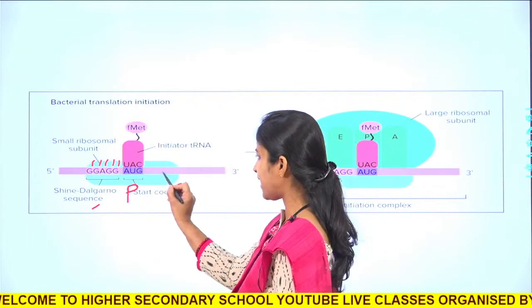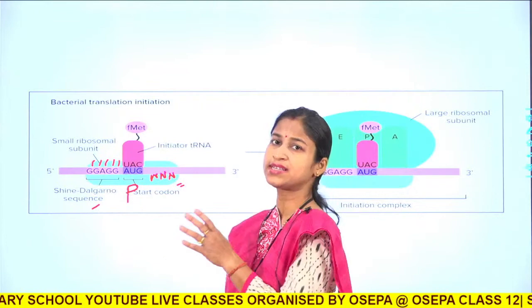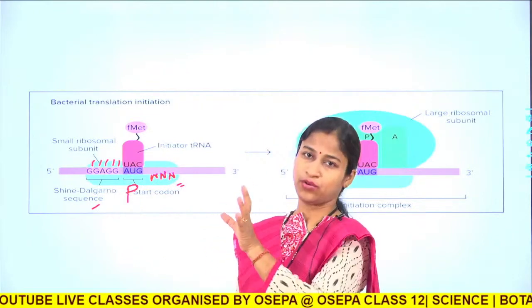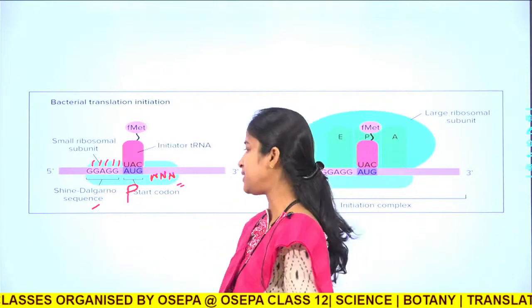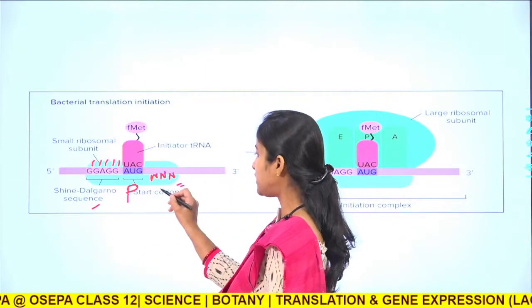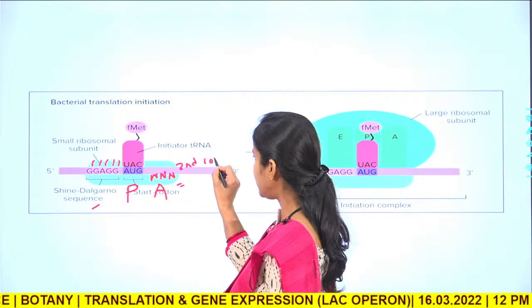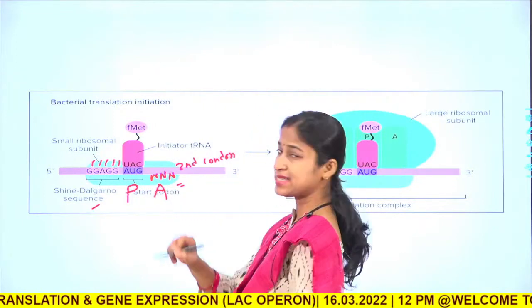And if this is the second codon, it may be anything like NNN. So, we can call it nucleotide, nucleotide, nucleotide. It may be any nitrogenous base as per the sequence the mRNA transcript has. So, this is the second codon and this occupies the A site.